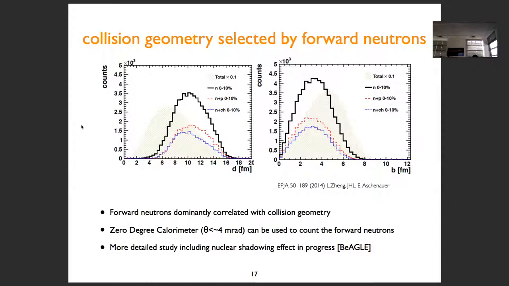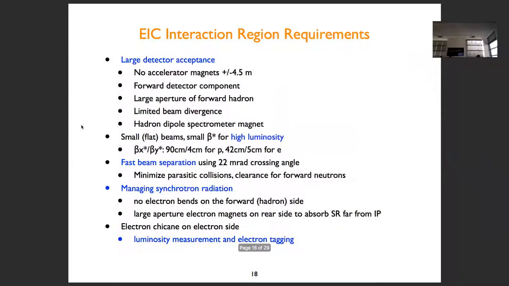Hydro. So it's already, let me try to go quickly. Okay, so this is the summary of the interaction region. We are going back to the original discussions. We need large detector acceptance, so there is no accelerator component within plus or minus 4.5. This is to deliver the inclusive, semi-inclusive, and other physics, and we need this space. And the beam components and the forward detector components have to coexist.